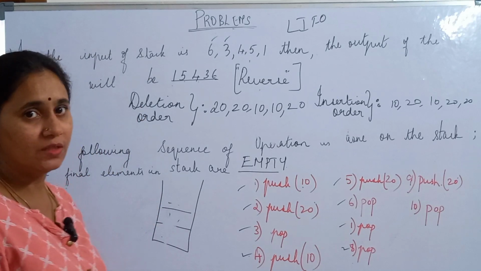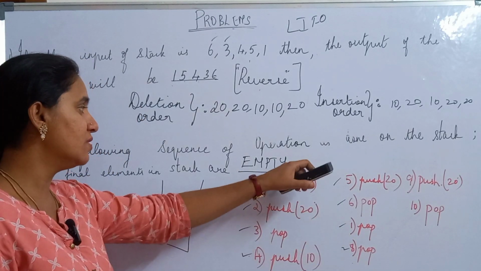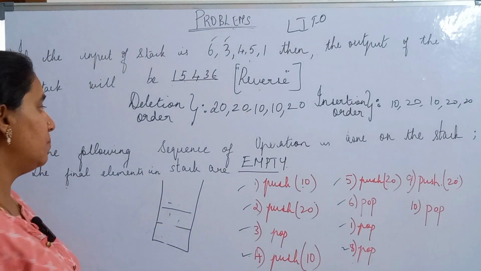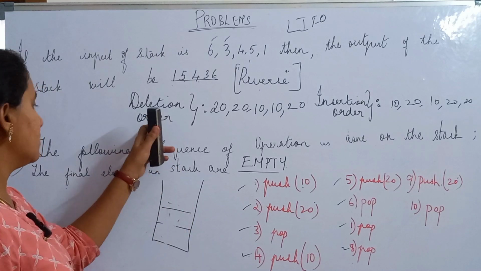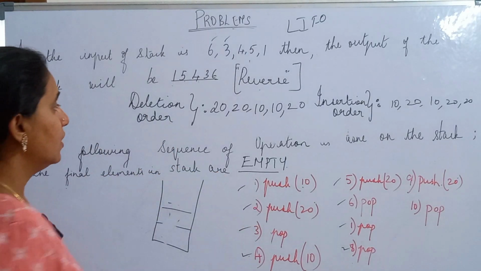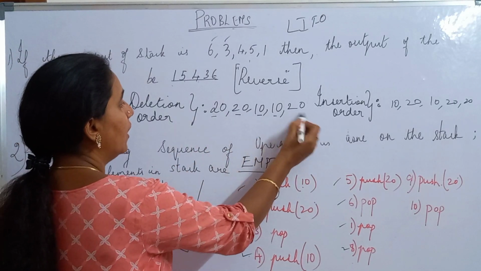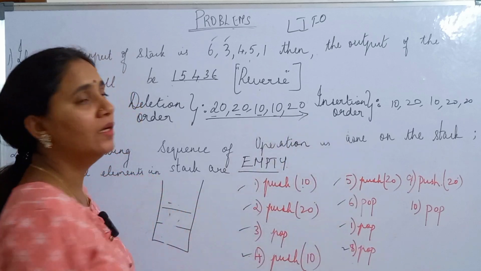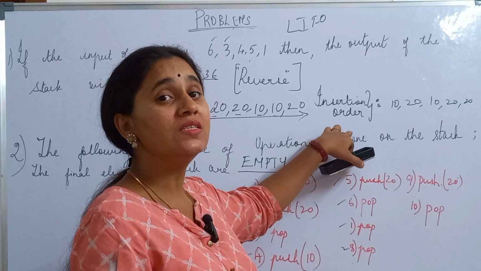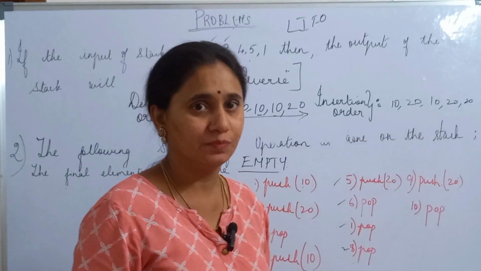No element, isn't it? They will be giving you many options, and in those options you must select the option empty. Then another question, for example, suppose they asked, what is the deletion order of the stack? This is the order: 20 was deleted, then 20, like this the elements were deleted. And if they ask, what is the order of insertion of the stack, you can opt for this answer.